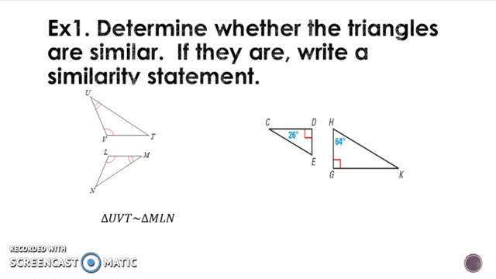The second one, we have 26 and 90. We have 64 and 90. Now in this question, we can find the third angle, right? 180 minus 90 minus 64 is 26. So we now have two pairs of congruent angles. We have the 26 degree angle and the 90 degree angle. So we know that triangle CDE is similar to triangle KGH, and that is by angle, angle.